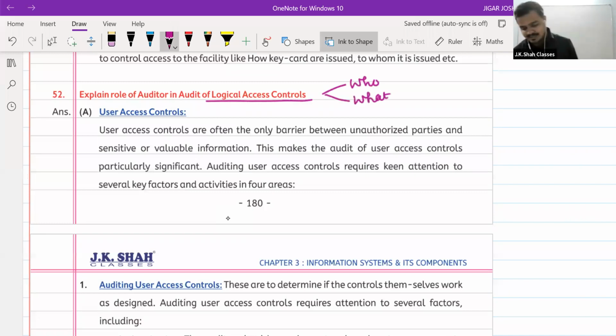Who is the answer of? Authentication. What is the answer of? Authorization. Authentication can be done through PIN, password, biometrics, or other methods. And authorization involves two things. One is SOD, segregation of duties. And second one, RBAC, role-based access control.